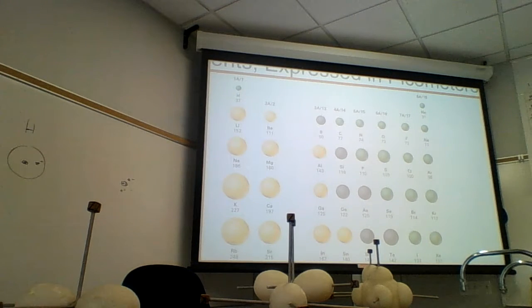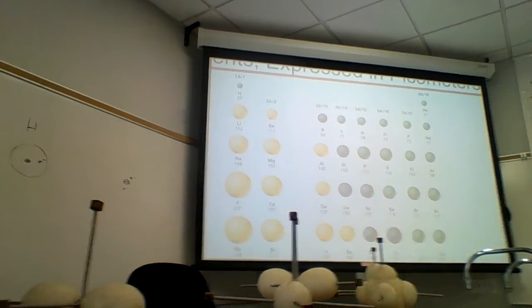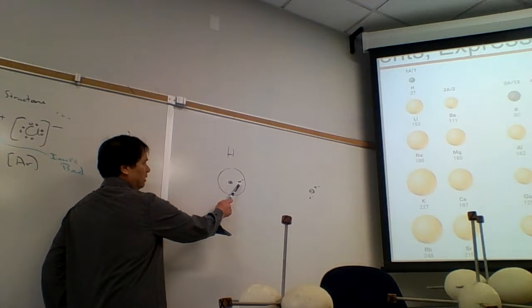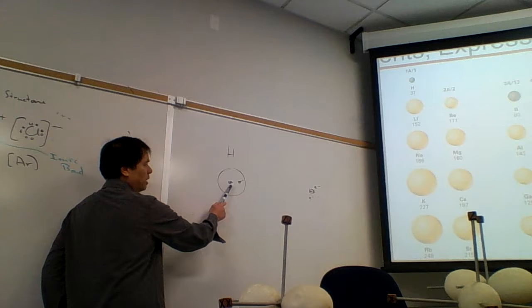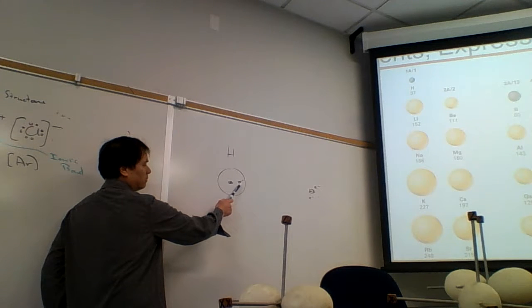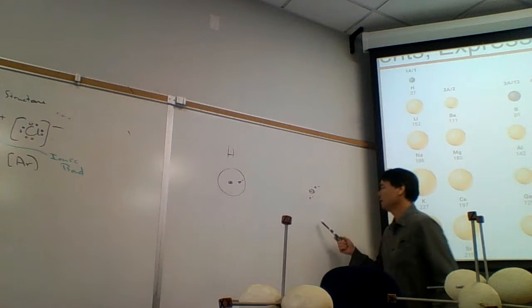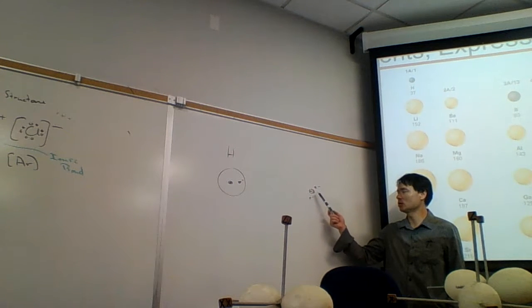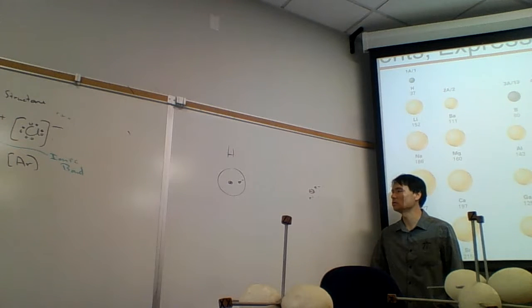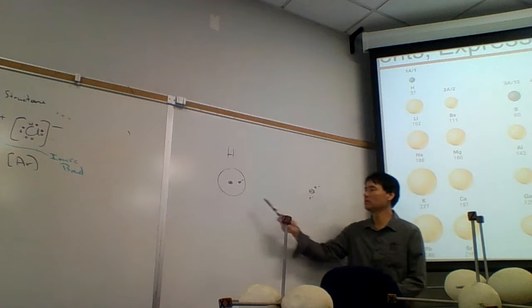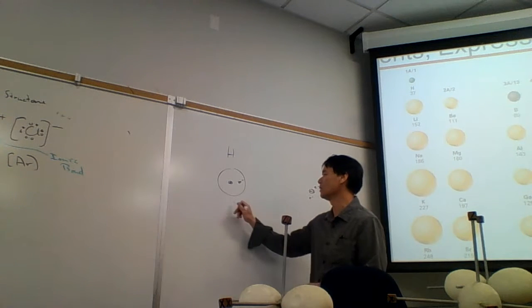Now, why is it smaller in size? The reason it's smaller in size has to do with this. What's holding the electron to the nucleus? Well, it's an electrical attraction between the positive nucleus and the negative electron. Electrical attraction. And the same thing here in helium. What holds the electrons to the nucleus is the attraction between the positive nuclear charge and the negative electron charge. Now, these two electrons are in the 1s orbital. This electron is in the 1s orbital.